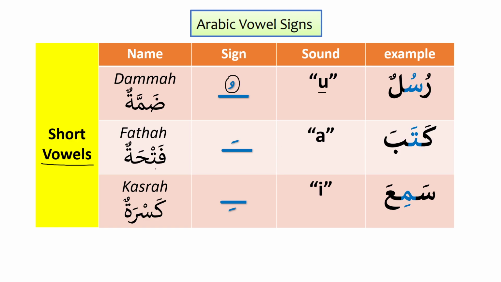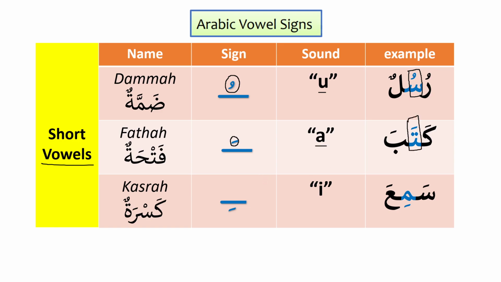Then the second one is Fatha, a small stroke which is above the letter. Fathatun, and it's the A sound, as we can see over here, Kataba. So we are focusing only on one. We can have more than one, but we will focus on one at a time. So we can see over here, Kataba is the A sound.